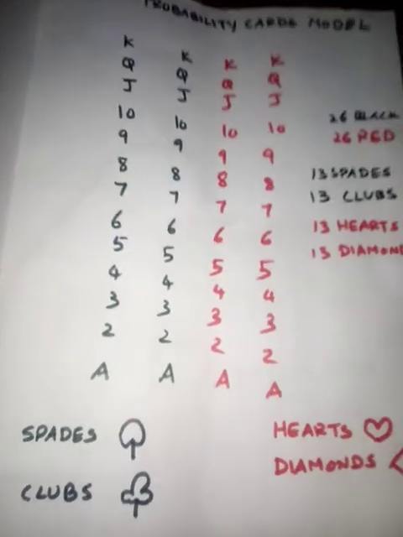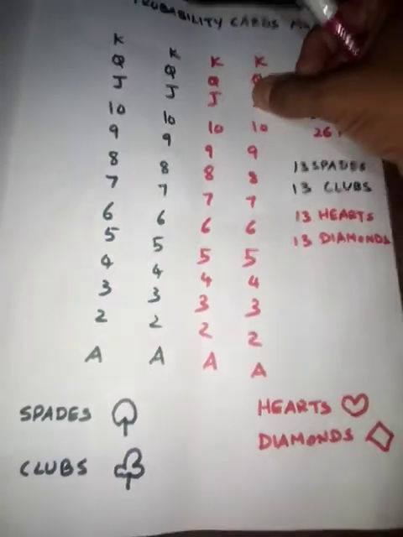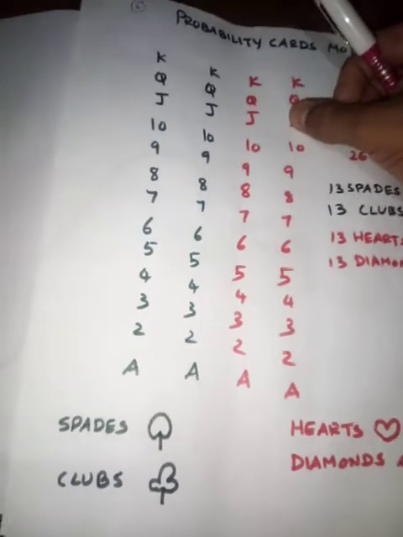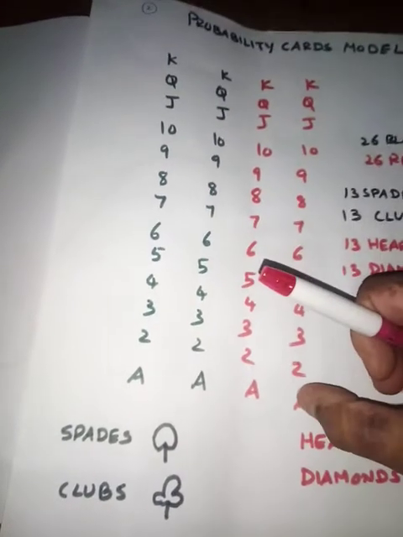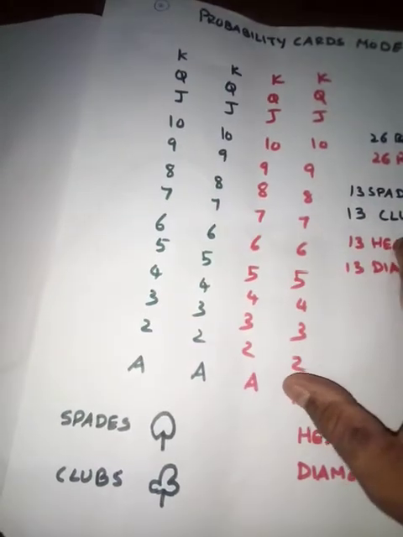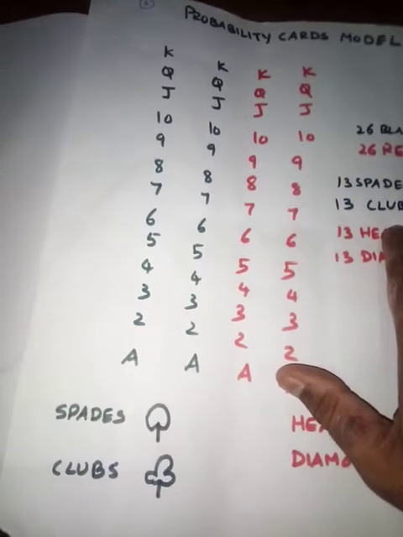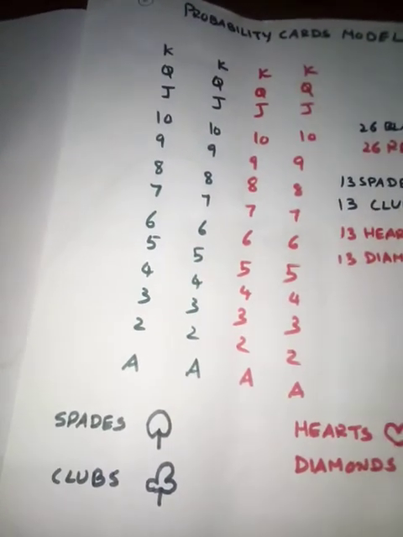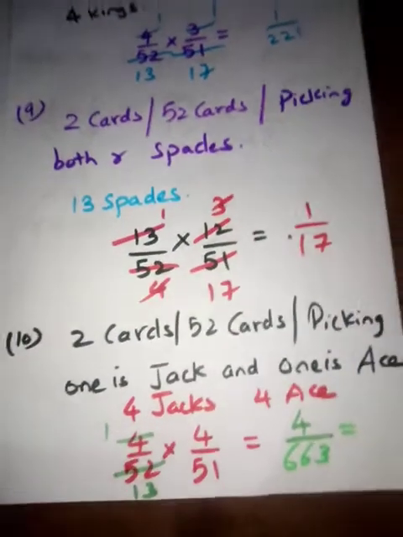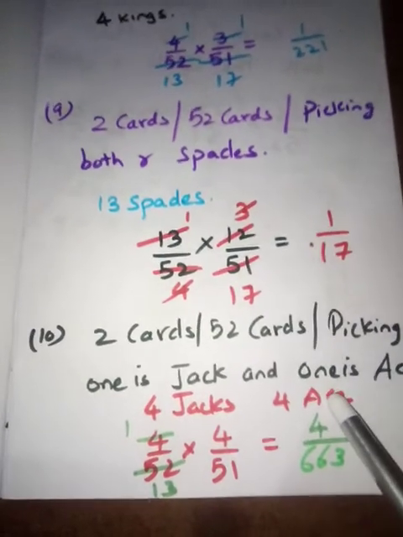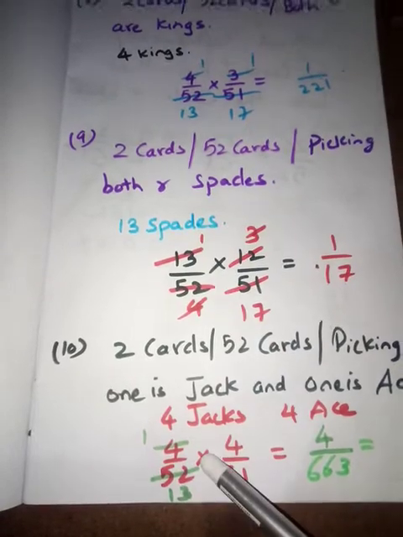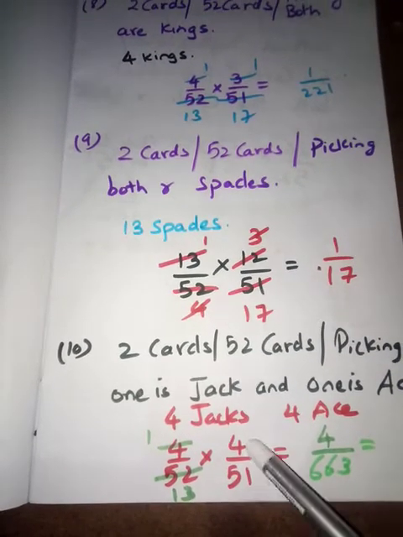Suppose I take this jack from 52, I have only 51 cards now. Out of these 51 I have to take the ace. Or first if I take the ace out of 52, again in the same case we have 51 cards, and in that 51 I have to take a jack. There are 4 jacks and 4 aces. So 4 by 52 is the first step, into 4 by 51.